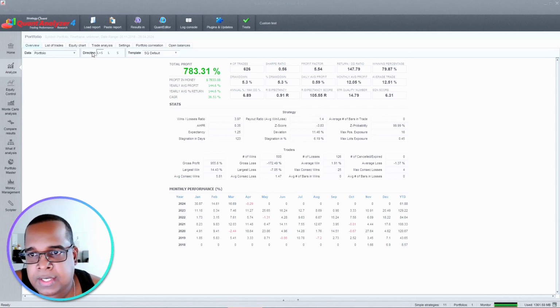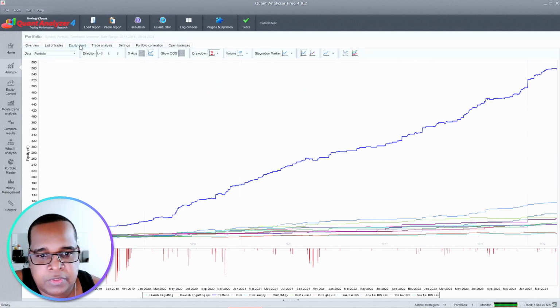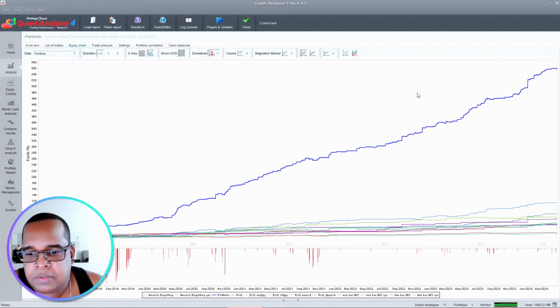So if we look at the equity chart now, you can see all these little lines here are the individual runs, so the individual strategies for the index. So you can see this is the 1 bar IBS for the S&P. This one here is the RSI for the euro dollar. This is the RSI 2, which is the Nasdaq, and then all combined we end up with this portfolio run.